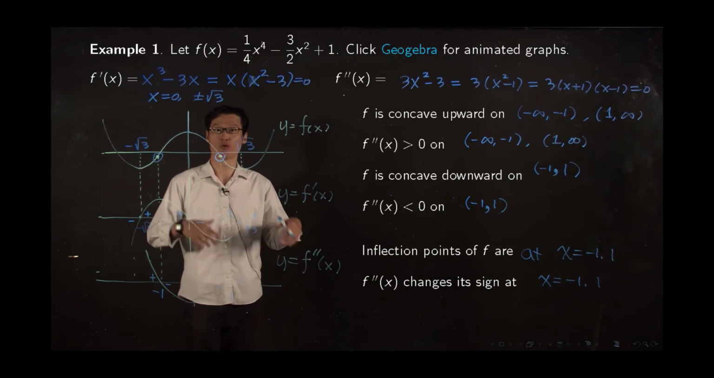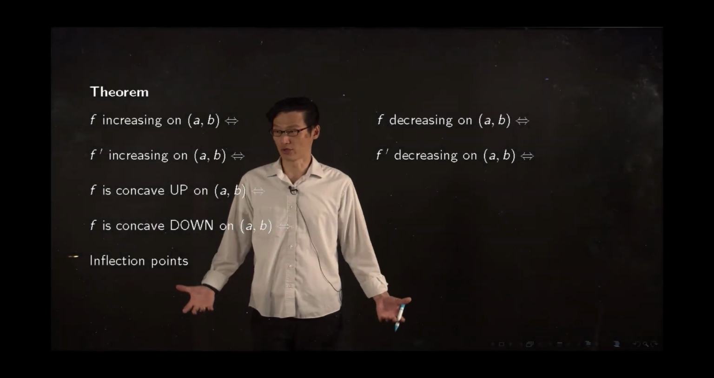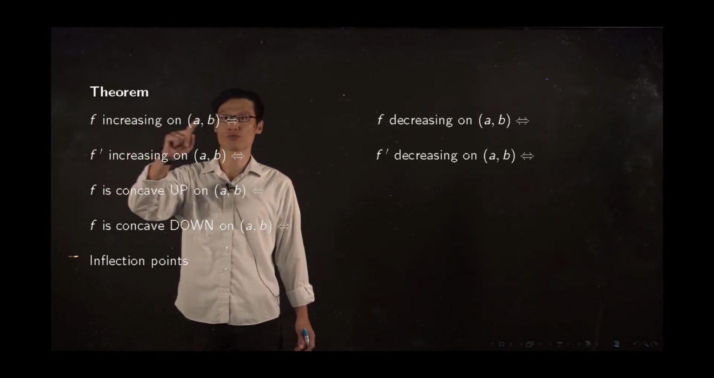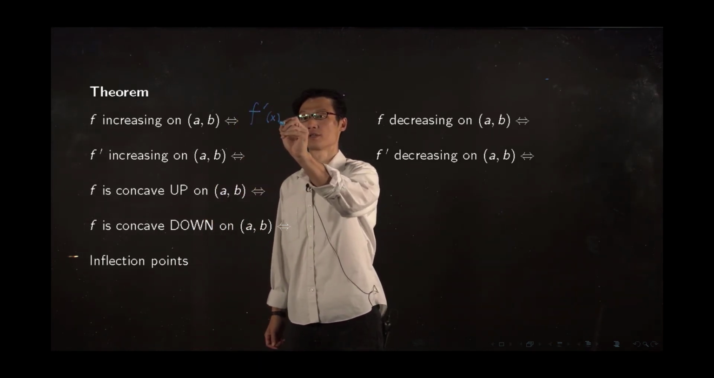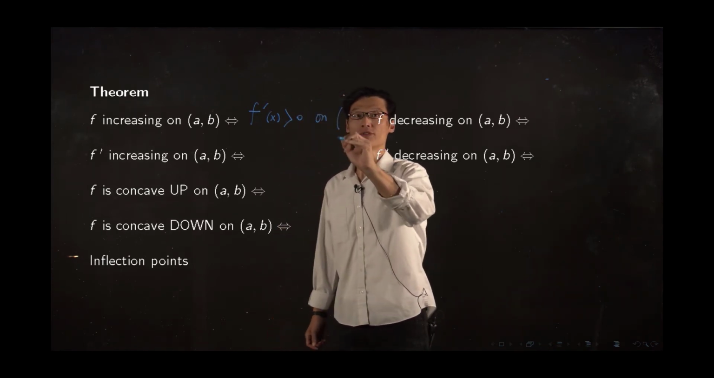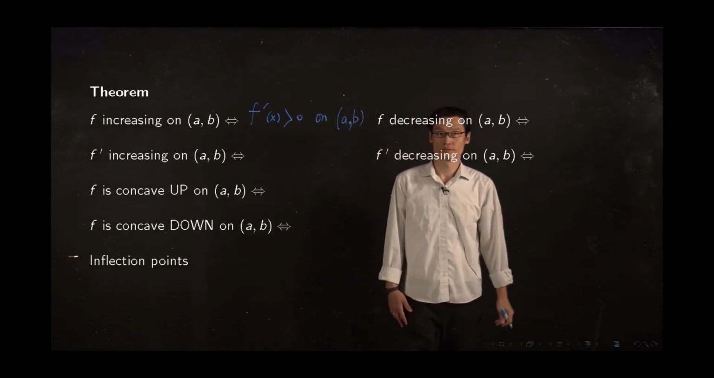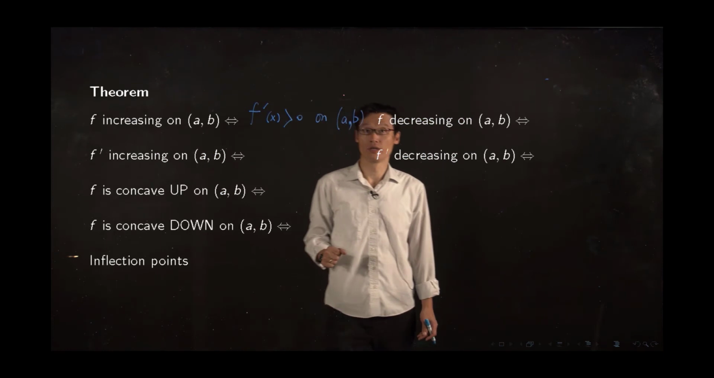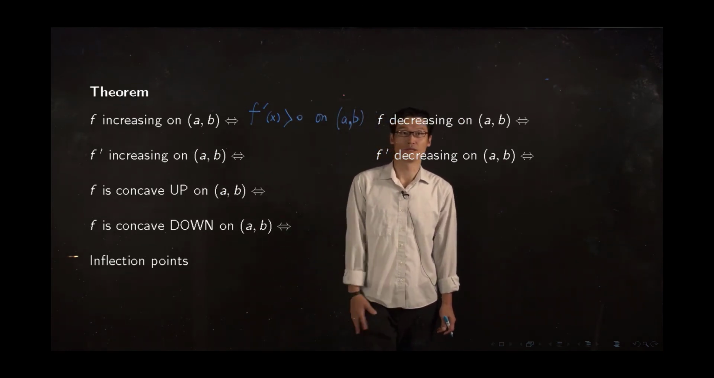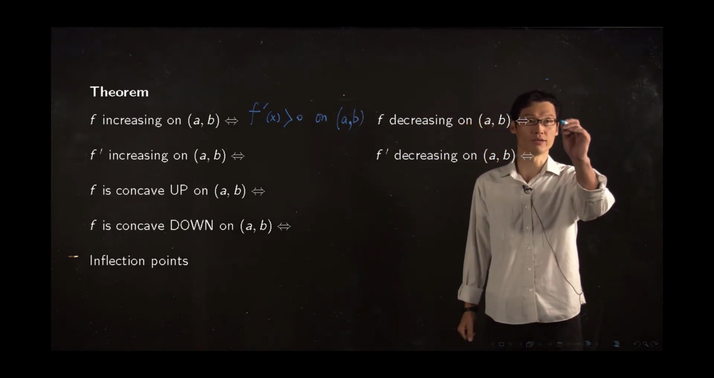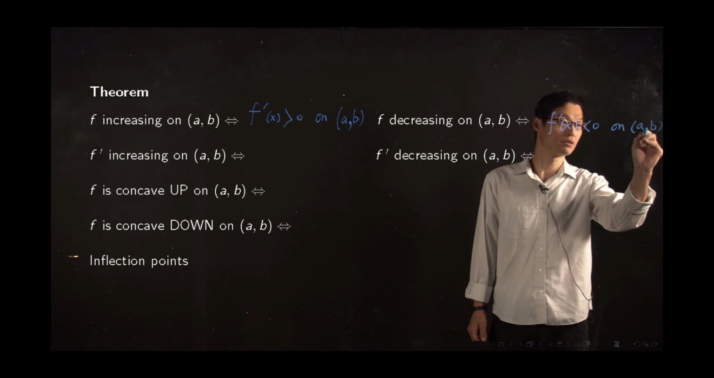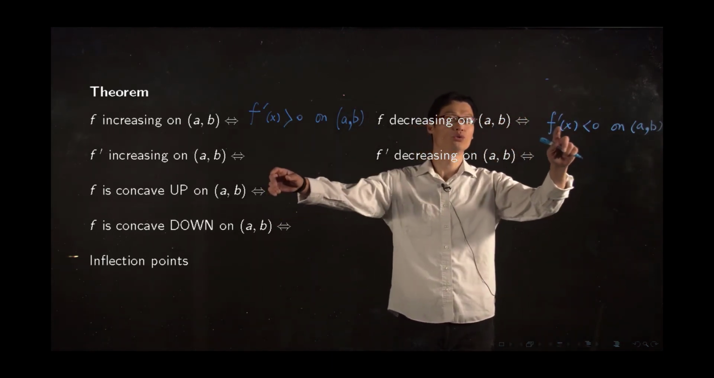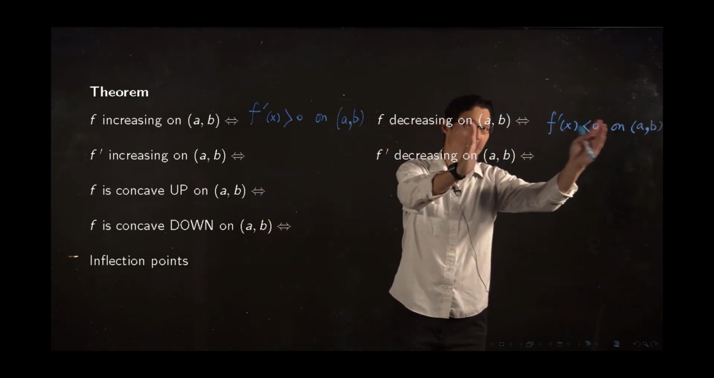So in the next slide, let us formulate our observations carefully. As we observed in the previous slides, f is increasing on some interval if and only if f prime is positive on the same interval from a to b. So the sign of f prime determines where f is increasing. Similarly, f is decreasing if and only if f prime is negative. The two-sided arrow stands for two statements being mathematically equivalent.